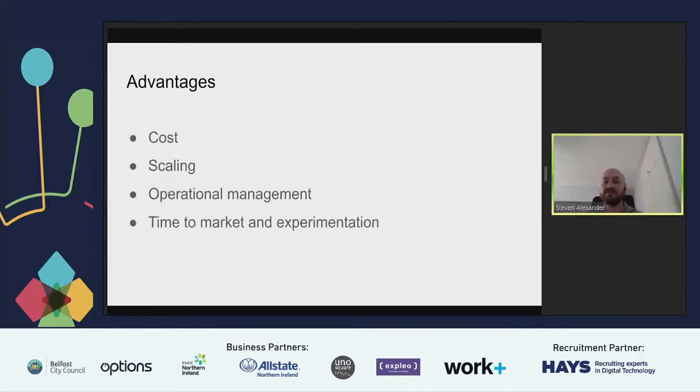Let's talk about the advantages. Now, the big one is cost. Because you're able to create these services on demand, scaling them up and down based on your use without large maintenance overheads, it can be much cheaper than traditional hosting for your components.